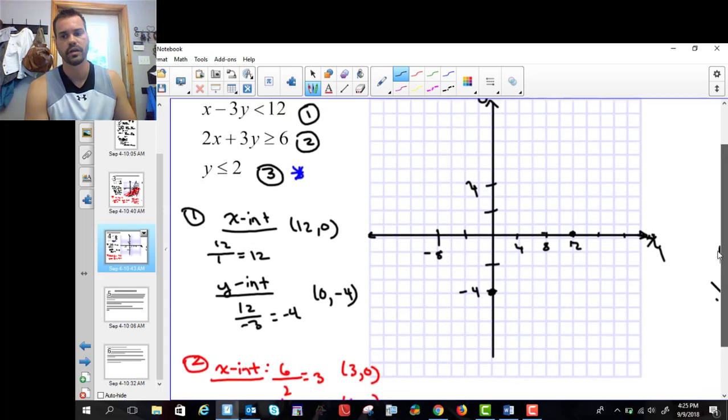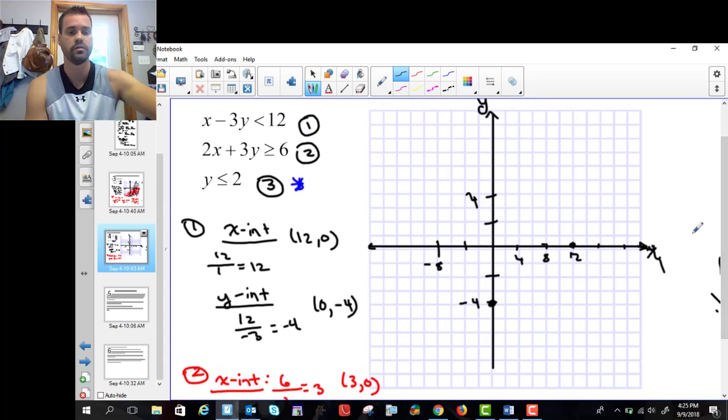And we have to decide, is it going to be a dashed line or a solid line? And that is based on the sign right here, this less than or greater than and equal to or not equal to. So you have to look at this. In this case, it's a less than, and it's not equal to. There's no bar underneath. So that means it's going to be a dashed line. So we're going to draw a dashed line through here. All right, and we're going to try as best we can to make it look like a line.